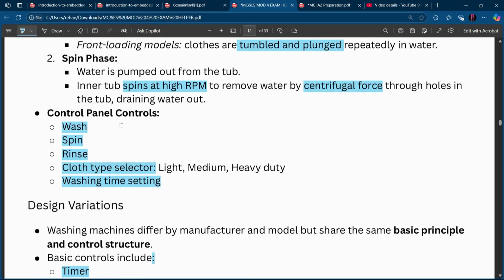In control panel controls, you have wash mode, spin mode, rinse mode, and others like fuzzy mode. Sometimes there are many different modes, but for now three things are enough. Type of cloth selector: light, medium, heavy duty. Type of water inlet: water level 1 to 8, from less water to completely filling up to the mouth. And then you have the temperature level also.